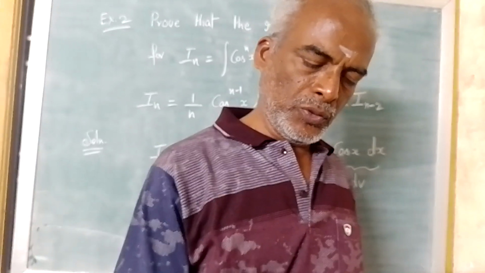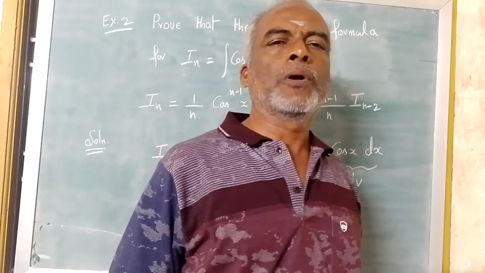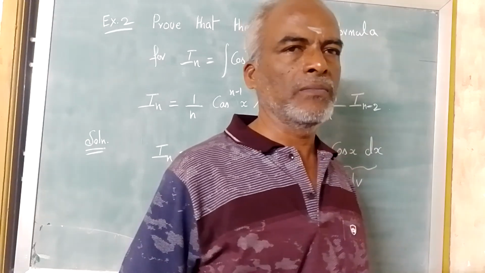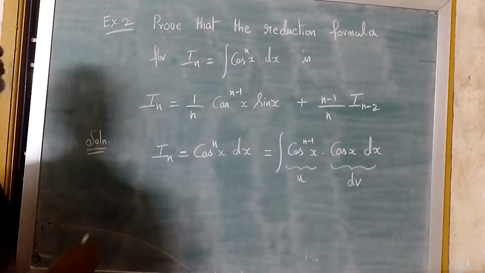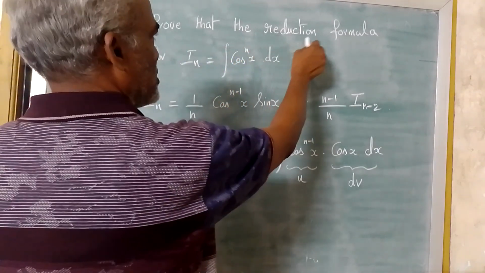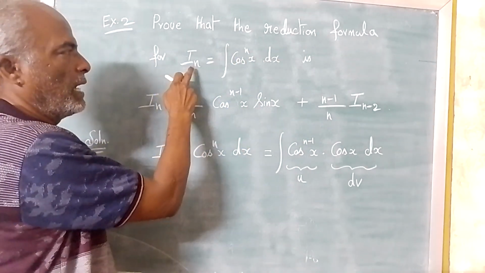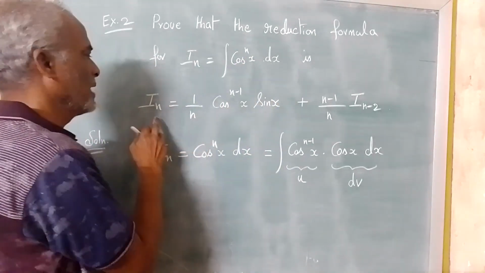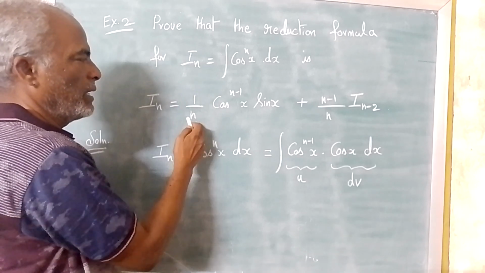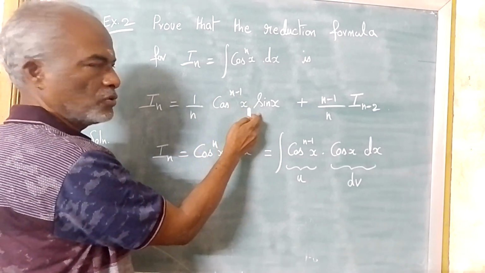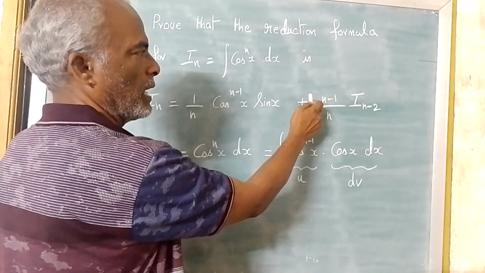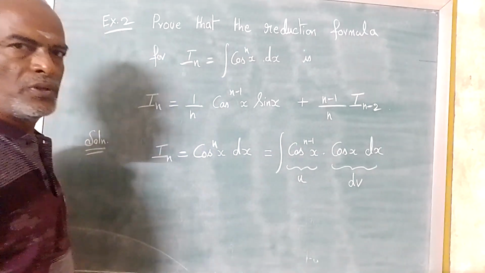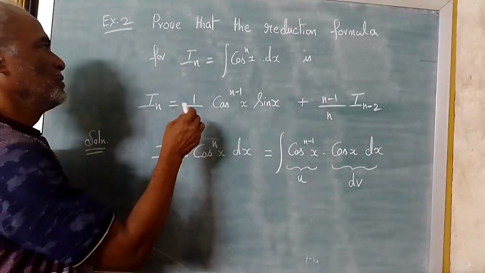Hello viewers, today we are going to see a problem based on reduction formula. So the question is, prove that the reduction formula for In is equal to integral cos^n x dx is In is equal to 1 by n cos^(n-1) x into sin x plus (n minus 1) divided by n into I(n-2). So this is the question.